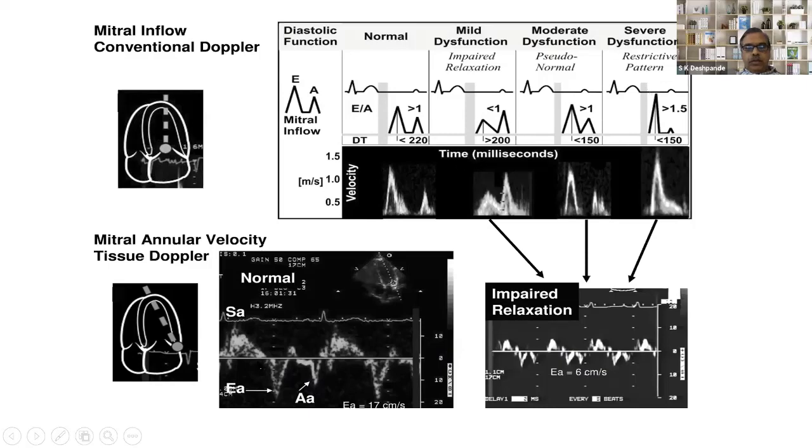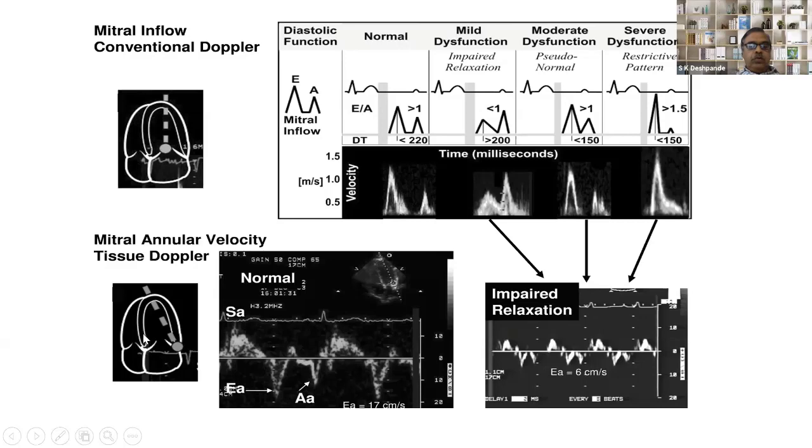Another thing is the mitral annular velocity, which is measured by tissue Doppler. They put a tissue Doppler onto the muscle of the left ventricle. This is the lateral wall and this is the septum. When the ventricle relaxes, the length increases from the base of the heart to the apex.